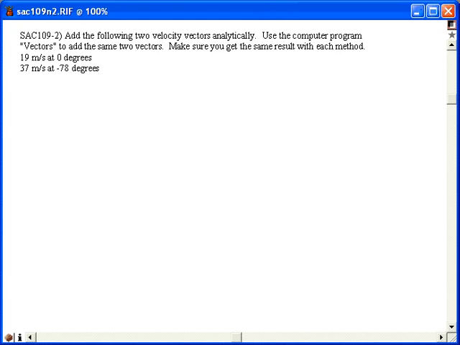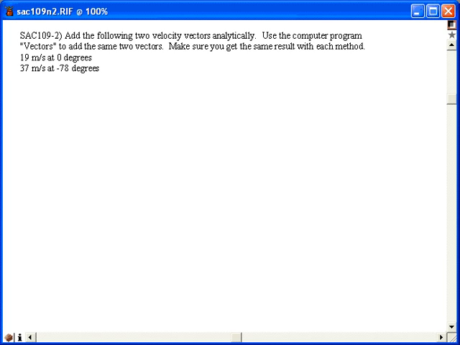Alright, let's try adding a couple of vectors together. We've got two vectors: 19 meters per second at 0 degrees, and 37 meters per second at minus 78 degrees. We're not given any north, south, east, west direction, so we're dealing with the mathematician's convention.